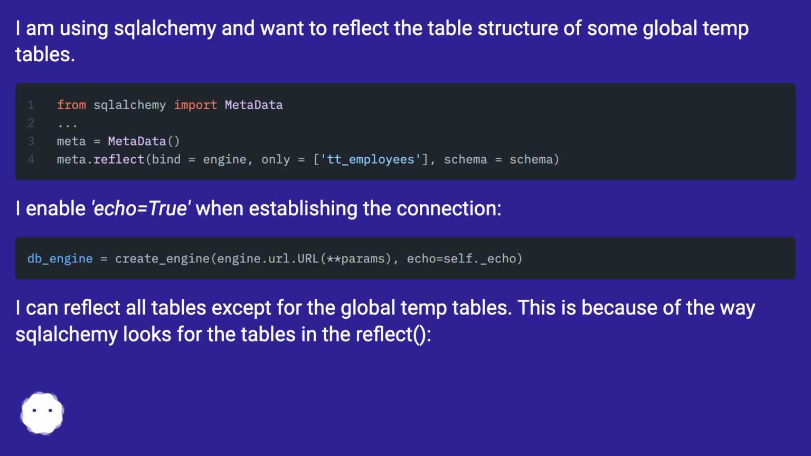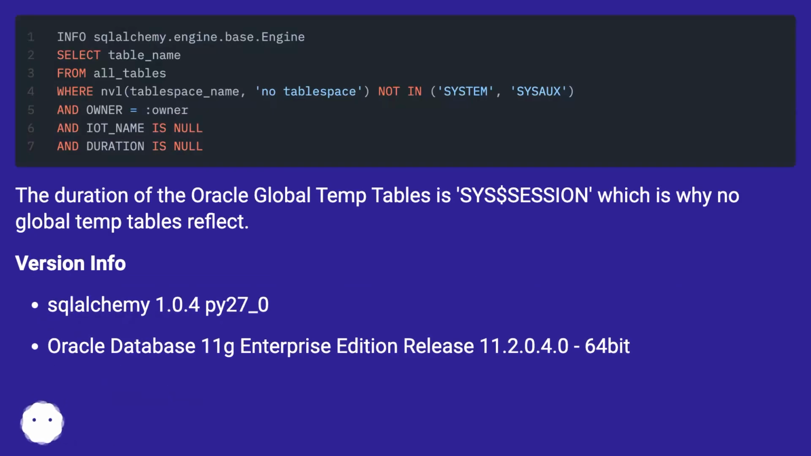This is because of the way SQLAlchemy looks for the tables in the reflect. The duration of the Oracle Global Temp tables is sys$session, which is why no global temp tables reflect.